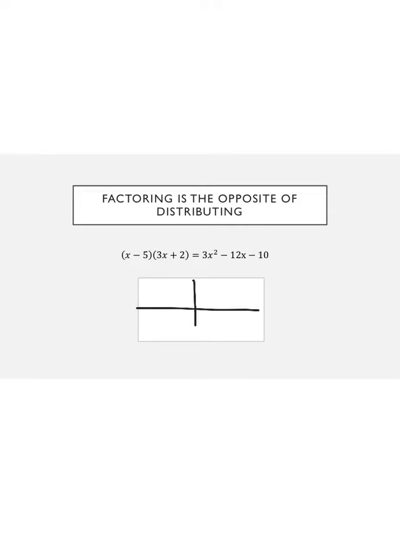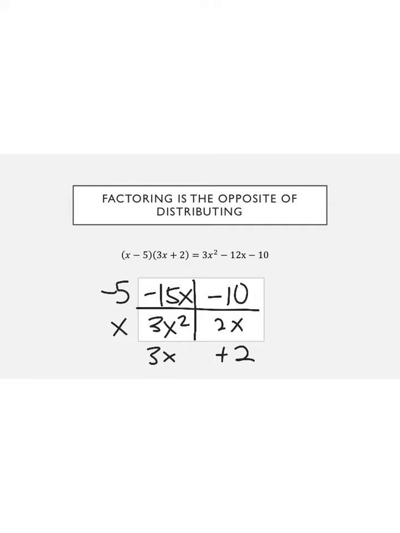So if I had x minus 5 and 3x plus 2, you'll notice that I have 3x times x is 3x squared, negative 15x, 2x, and negative 10. These pieces become this, right?